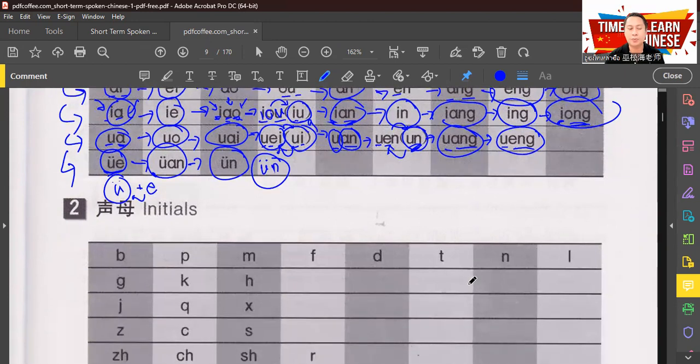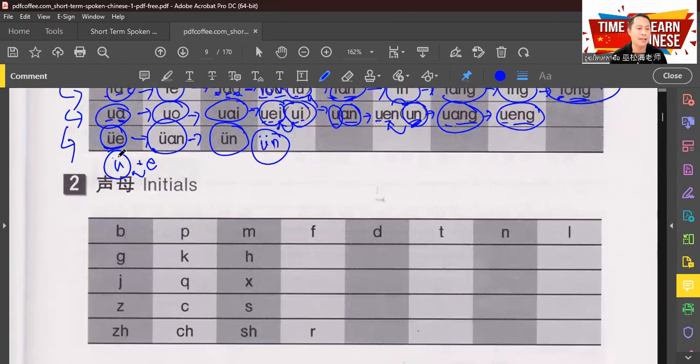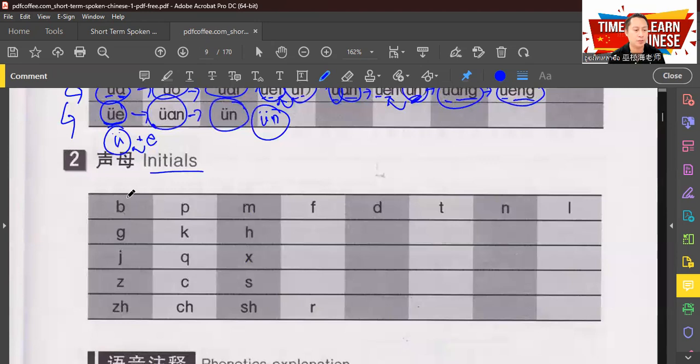We will go to the next part. Second part is initials. Please follow me for the first one. We will go like this direction from the left hand side to the right hand side. Start from B. For B in Chinese, we will say like 波.